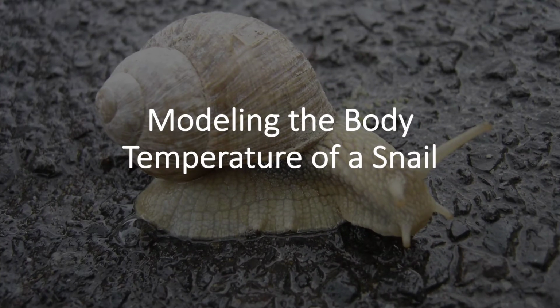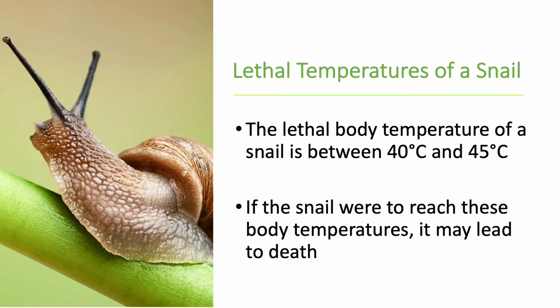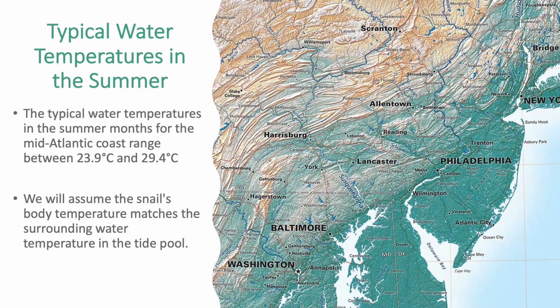Next, we will be modeling the body temperature of the snail. We first need to make a note that the lethal body temperature of a snail is between 40 and 45 degrees Celsius. This means that if the snail were to reach those body temperatures, it may lead to death. It should also be noted that the typical water temperatures in the summer months for the mid-Atlantic coast range between 23.9 and 29.4 degrees Celsius.